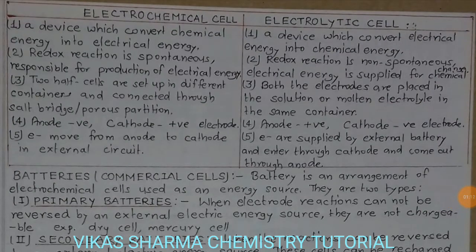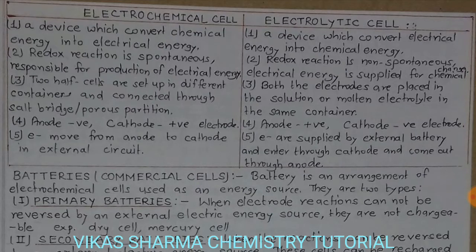First, the electrochemical cell. Point number 1: a device which converts chemical energy into electrical energy is known as an electrochemical cell. Point number 1, electrolytic cell: a device which converts electrical energy into chemical energy is known as an electrolytic cell. Point number 2, in the electrochemical cell the redox reaction is spontaneous, responsible for production of electrical energy. In the electrolytic cell, point number 2, the redox reaction is non-spontaneous and electrical energy is supplied for chemical changes only.